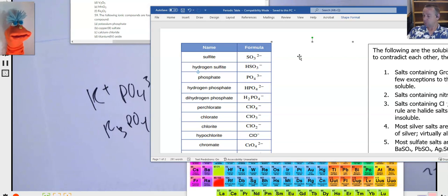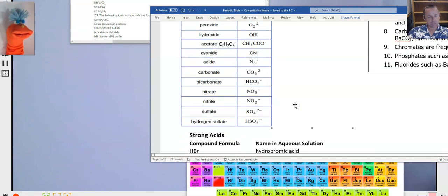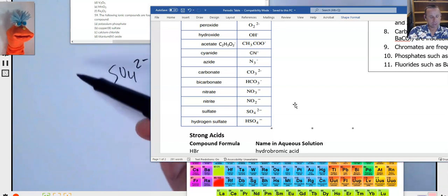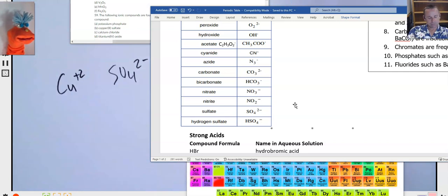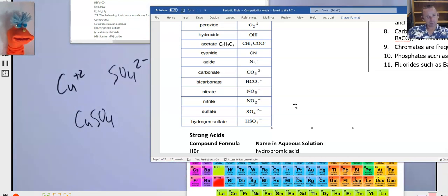Copper 2 sulfate. Chemical formula for copper 2 sulfate. Sulfate. I think I remember that's the SO4 2-. That's right. Here it is down here. SO4 2-. And there's 1 for every copper. Or no, what's the copper 2 again? The 2. What is the 2 telling us? Oh, that's the charge on the copper ion. That's right. +2 there. So it's just CuSO4. That's right.